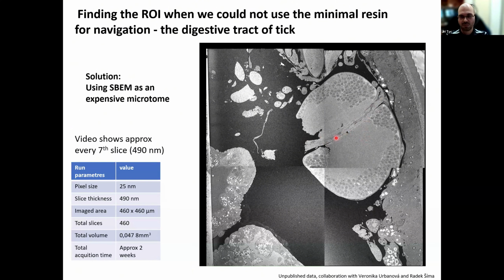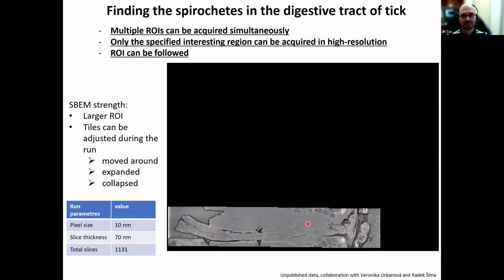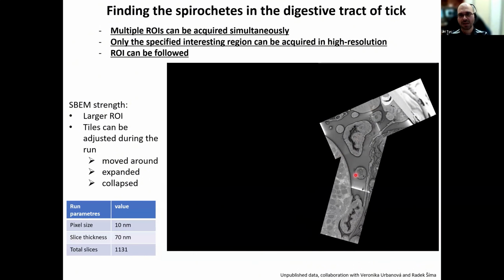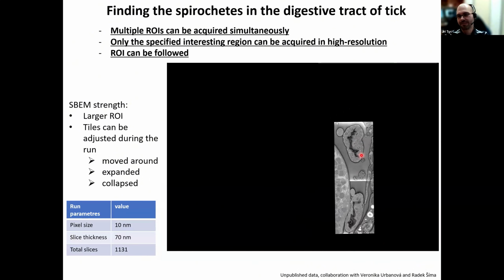We were imaging at low resolution, and when you get to the place where you want to be, you can image your region of interest in higher detail. I was always showing that you can acquire multiple regions of interest in better resolution. The ROI can be followed, so you can change and move the ROI when the cut moves around.